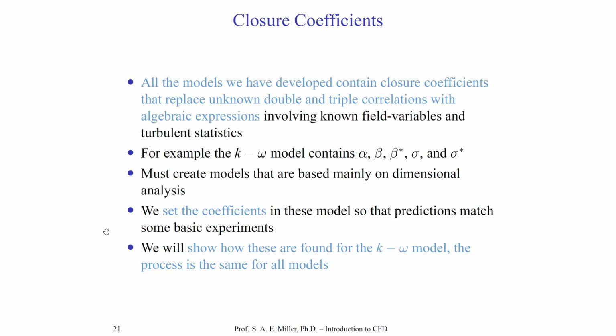Remember, if you can't predict a turbulent flow of a basic boundary layer, you'll be hopeless when you try and predict a flow over something more complicated, like through a heart or over a wing of an aircraft. Now, we'll show, in particular, how we find coefficients for the K omega model, and it's the same process for all other models.